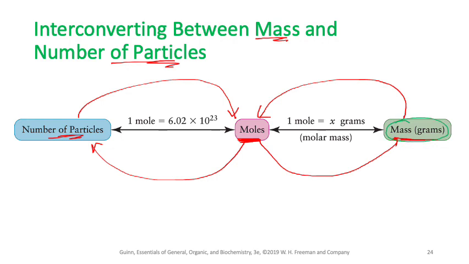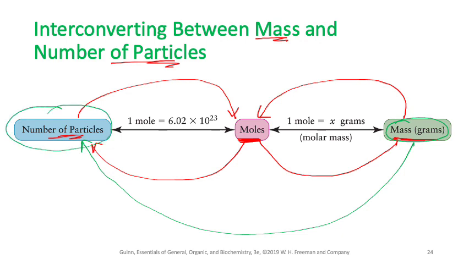Let's say the mass is given, and we ask you how many particles you have, or the number of particles is given and I ask you how many grams you have in there. Now you cannot go directly from number of particles to mass, or from mass to number of particles. You have to pass through a mole, right? So the mole is a center point. You have to pass through moles to get to the other part of the solution.